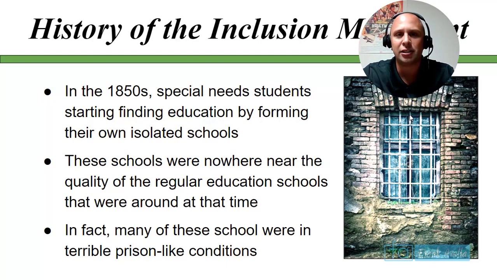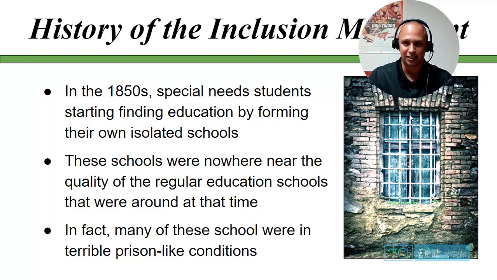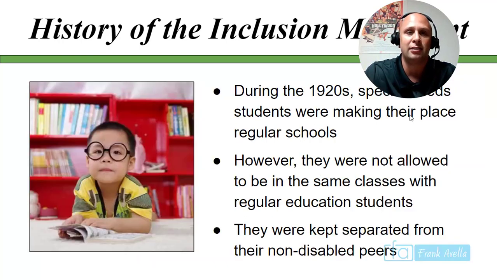In the 1850s, special needs students started finding education by forming their own isolated schools. These schools were nowhere near the quality of regular education schools that were around at the time. In fact, many of these schools had terrible, prison-like conditions. Okay, these schools were not nice.